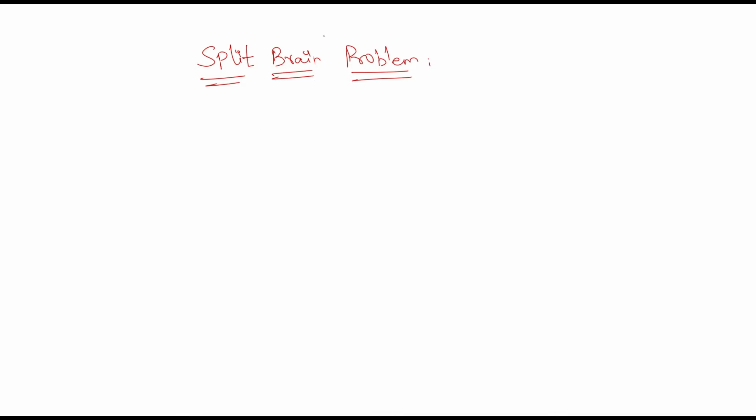In today's video I'm going to talk about the split brain problem. It doesn't mean that the brain is actually split into two halves. It's a technical term we use in distributed database systems. It's a typical problem that normally happens in distributed systems. I'll explain this with an example.